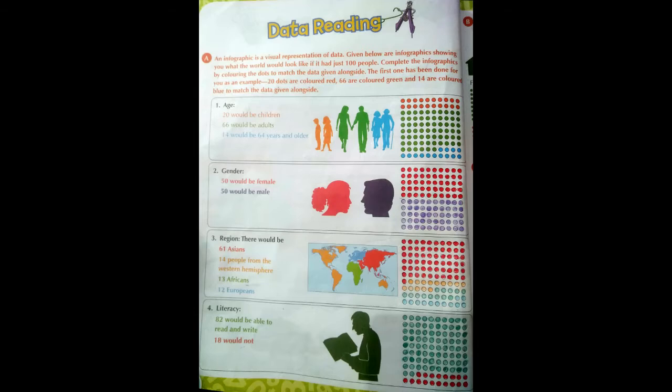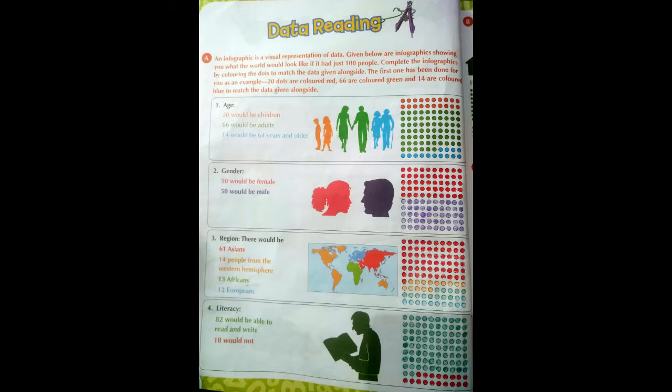Okay, students, I am going to give the fourth one. So okay, you are going to complete the fourth one. Literacy 82 would be able to read and write. 82, that is in green color, so do it. Then 18 would not, that is written in red color. Please complete it. Okay, the fourth one. I think you have done it.